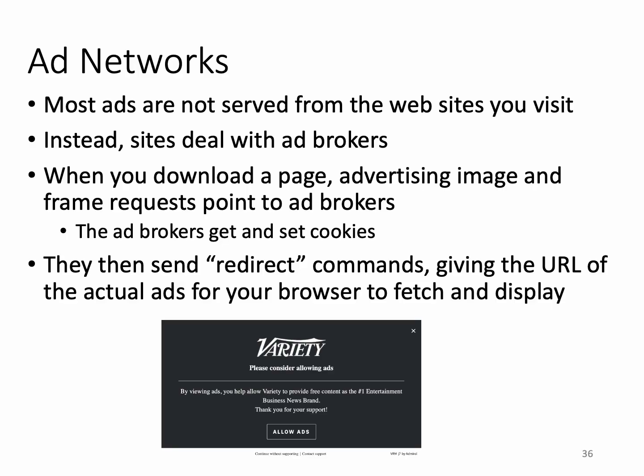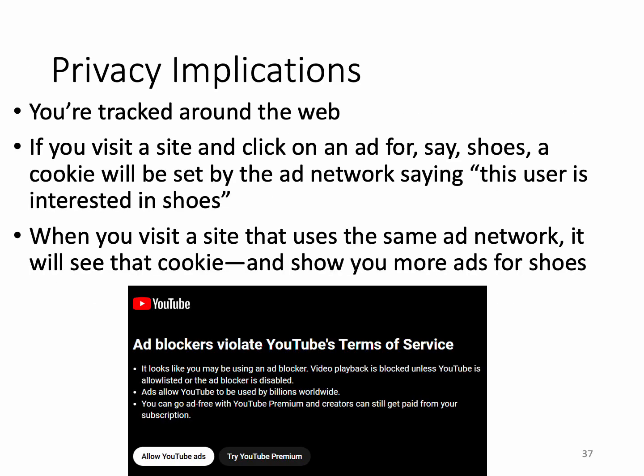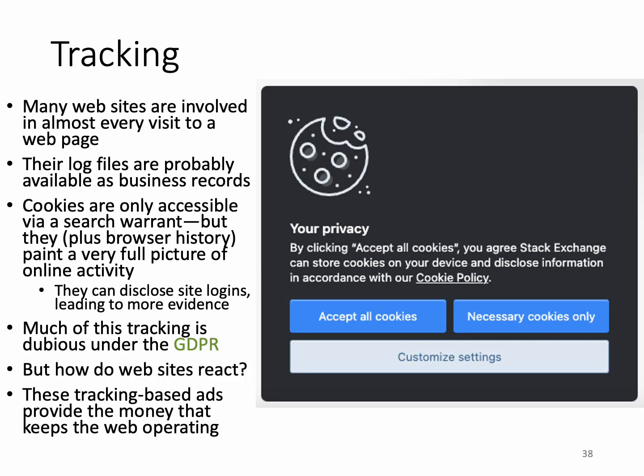You might block these with some sort of browser extension like uBlock, but this is a constant battle where sometimes you cannot receive a web page unless you are willing to view the ads. So in the end, you are being tracked around the web. If you click on a site and click on an ad for shoes.com, the cookie will be set by the ad network and says, this user is interested in shoes. You are going to end up seeing possibly more ads for shoes as a result.